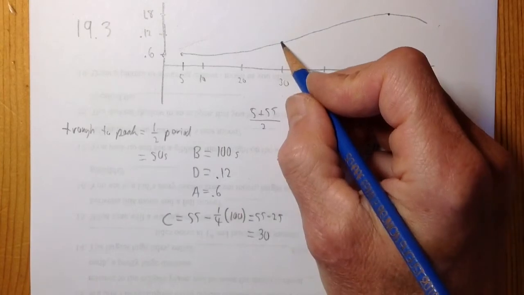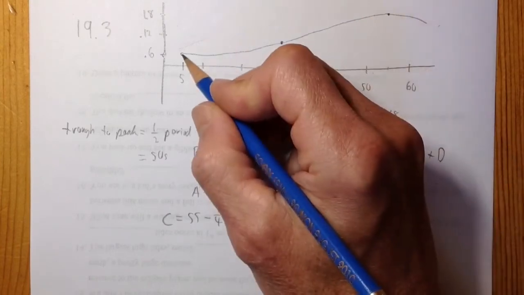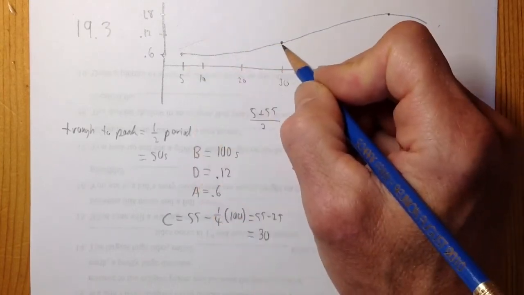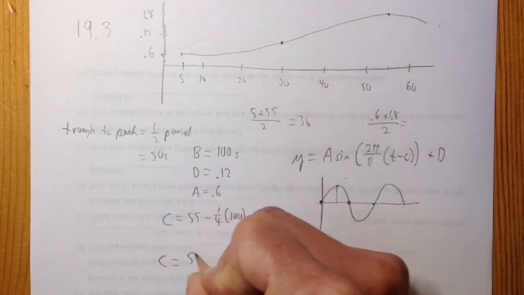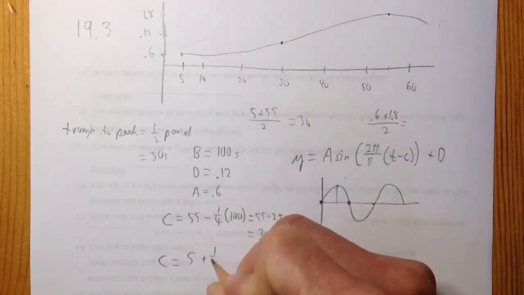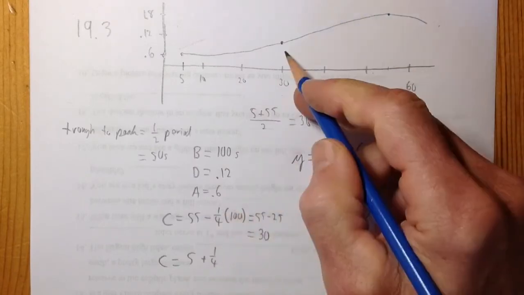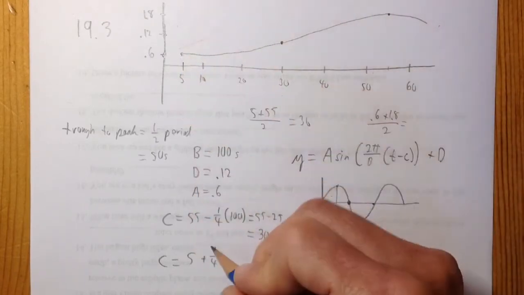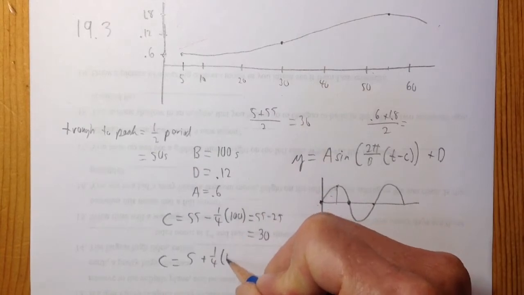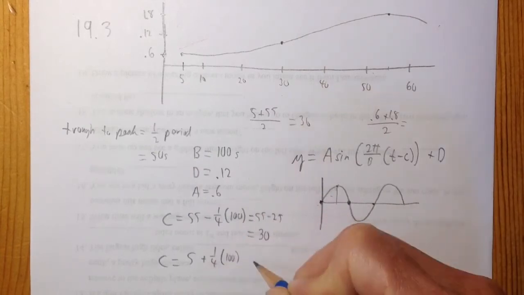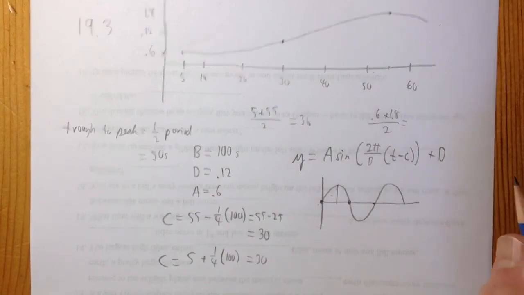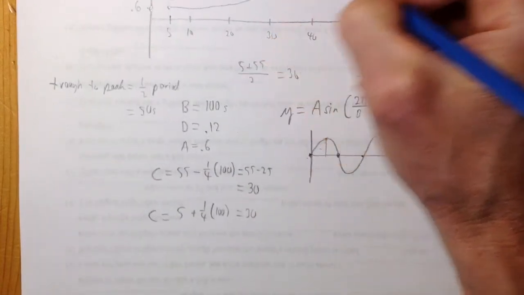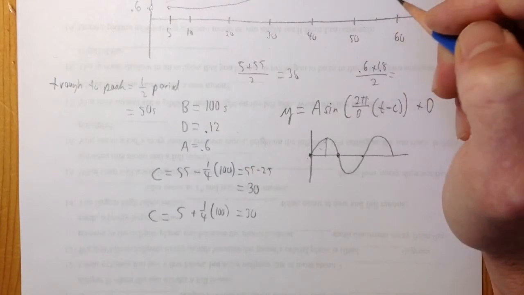You can also find C by taking a trough and adding 1/4 of the period. So C could also be 5 plus 1/4 of the period. So it's either peak minus 1/4 or a trough plus 1/4, which would be the same thing, right? Because that's 1/4 of 100, which would be 25, which would be 30. So those are different ways to figure out what C is, because that's usually the trickiest one. You want to find the point in the middle between the peak and a trough.